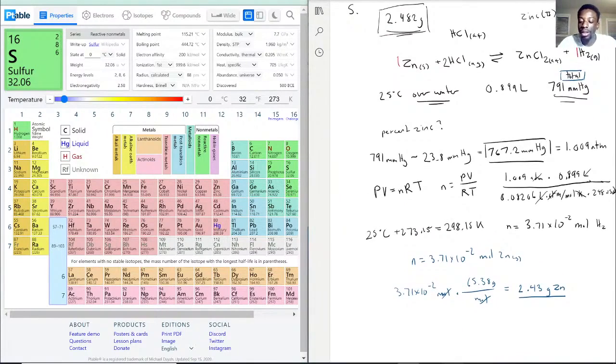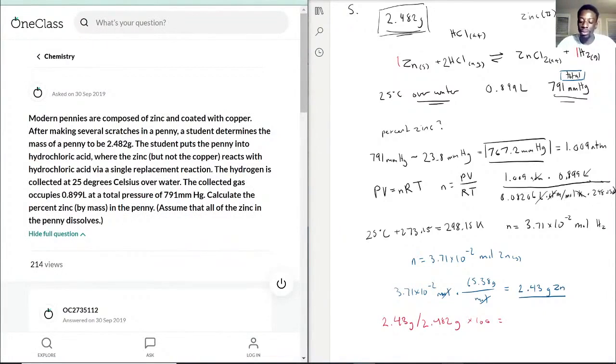So now we figured out how much zinc was there initially, and using that and the initial number we got in the beginning, we can find out how much of it is composed of zinc. So the percentage would be 2.43 grams divided by the total of 2.482 grams times 100. So the penny, or was it nickel? Yep, the penny was actually composed of 97.71% zinc.